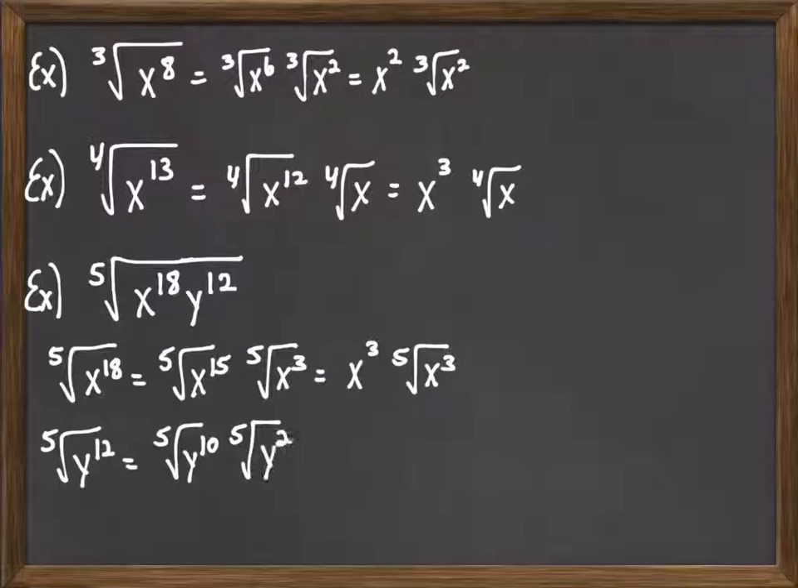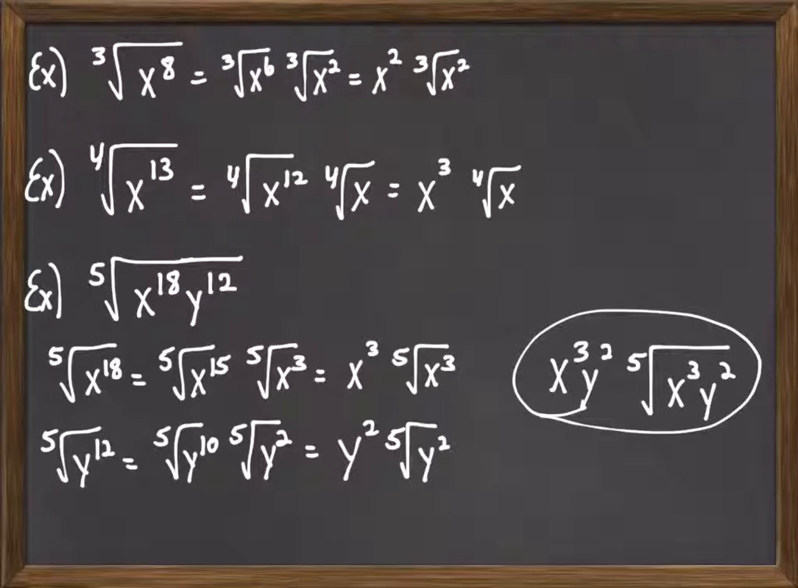For y to the 12th, I can rewrite y to the 12th as y to the 10th times y squared. And then I can do 5th root of y to the 10th. 5 goes into 10 2 times. That would be y squared, 5th root of y squared. Okay? And then we put everything together. Everything on the outside goes together. Everything on the inside goes together. And again, you need to have the little 5 there to indicate that we're dealing with a 5th root.